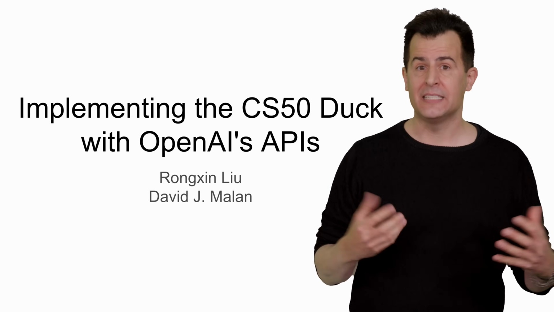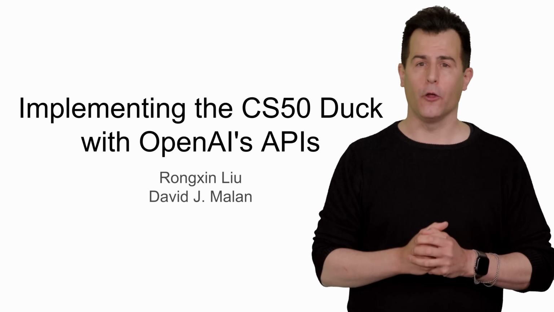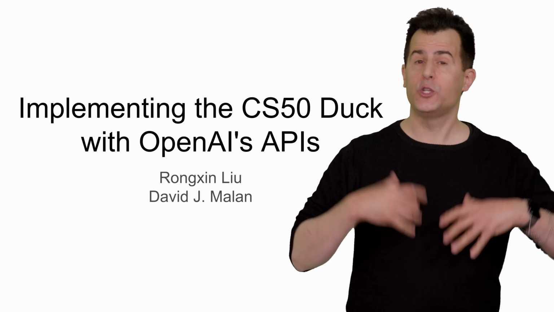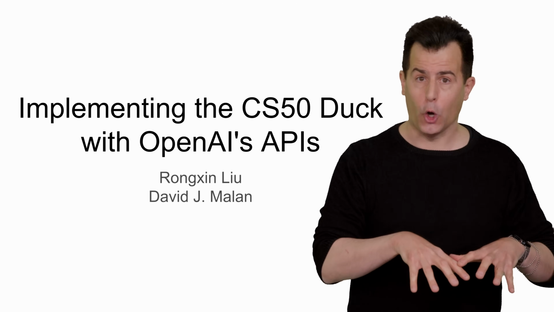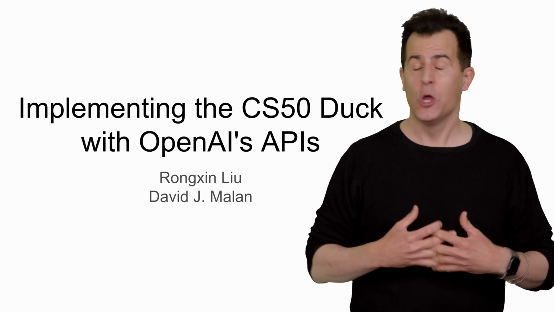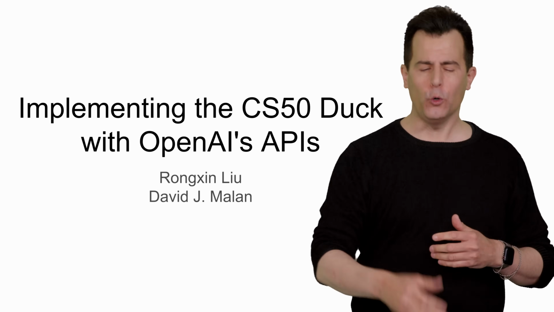using OpenAI's APIs. That is to say, companies like OpenAI and Microsoft and others make available APIs, application programming interfaces, via which people like you and me can write our own code and our own programs on top of services and data that they provide. We, CS50, used exactly that to implement a virtual rubber duck.